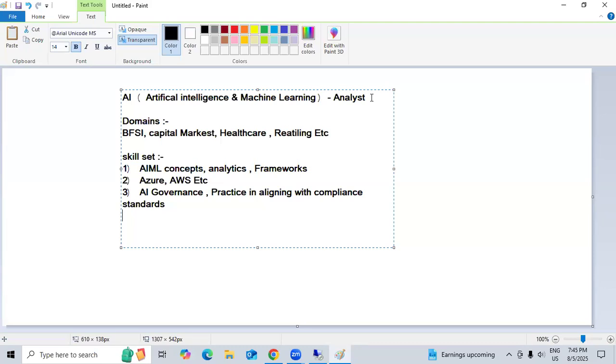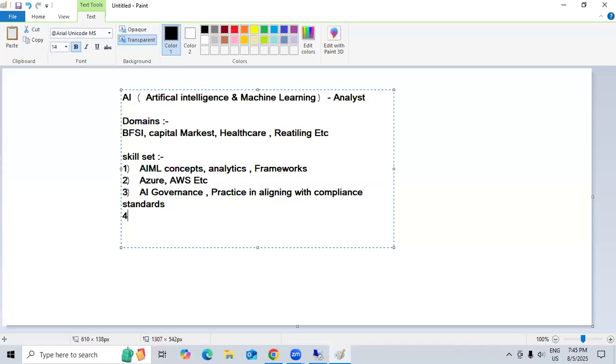Okay, do remember that point well. These are the primary basic things. When you want to become an AI analyst or an AI and AML analyst, these are the basic skill sets one must be good and familiar with.